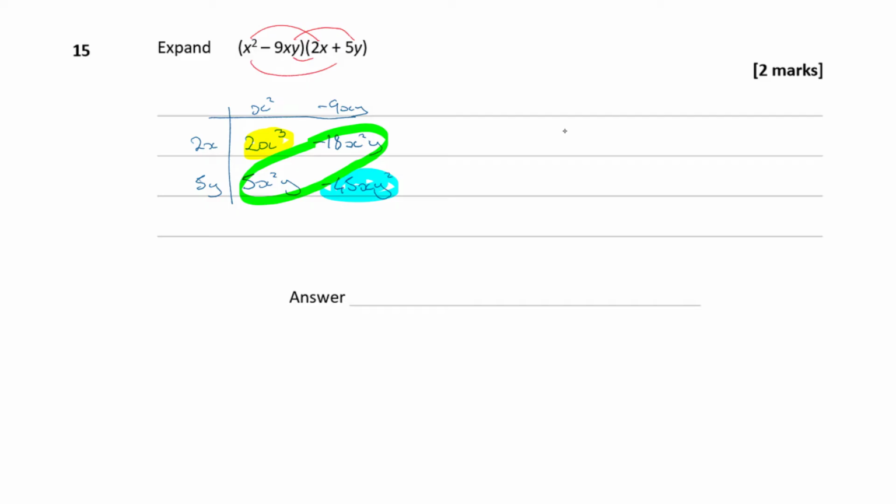Okay, so just writing that down as my final answer then. My first term is 2x cubed, that's the yellow one. And then I've got those two terms that I'm going to combine. 5x squared y minus 18x squared y. Well, 5 minus 18 is minus 13. So that's going to be minus 13x squared y. So that's from the two green terms. And then finally, I've got minus 45xy squared, and that's the blue one. Okay, that's my final answer. 2x cubed minus 13x squared y minus 45xy squared.